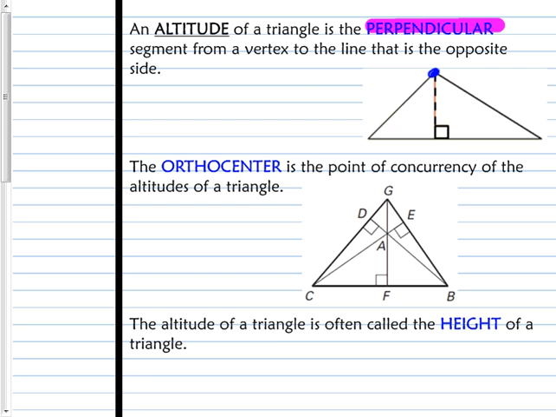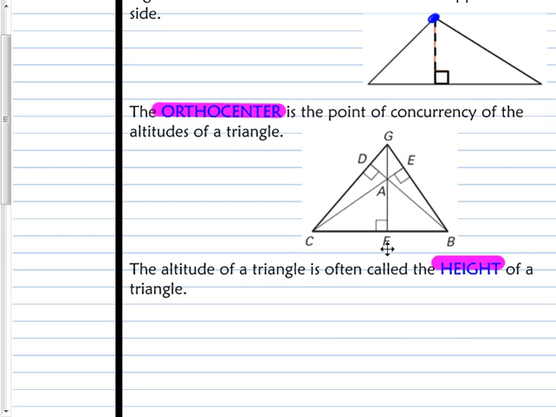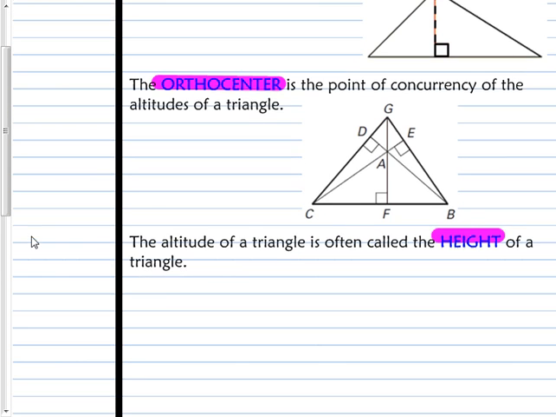So perpendicular, orthocenter. The altitude of a triangle is often also called the height. When you're in elementary school, you probably dealt with the altitude when you were looking for the height of something. Okay, so altitudes start from a vertex, go to the opposite side. They form a right angle. They do not necessarily cut the lines in half. The orthocenter is where all those altitudes meet. And the altitude is often called the height. And the altitude can be inside the triangle, outside the triangle, or it even can be on the triangle.